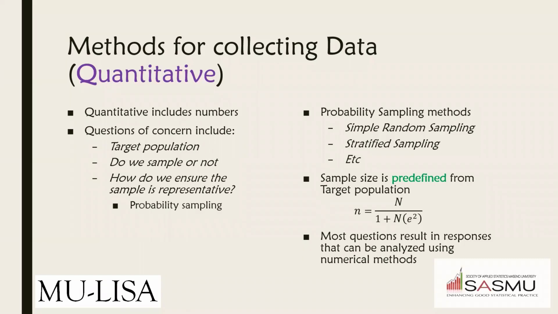In simple random sampling, everybody in the population has an equal chance of being selected. And before we even go and collect the data, in quantitative analysis, we've defined methods of deciding the sample size, like that one common formula that I've put there. And when we go out, we have predefined questions for which we want responses, and most of those responses can be analyzed using numerical methods.